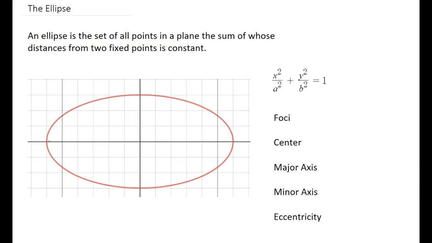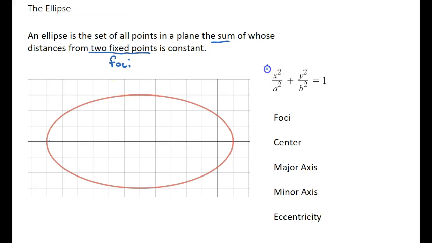Okay, so another important conic section that we're going to look at in Algebra 2 is the ellipse. An ellipse is a set of all points in a plane, the sum of whose distances from two fixed points is constant. Now these two fixed points are called foci. That's the plural of focus, and we'll bring those in just a minute.